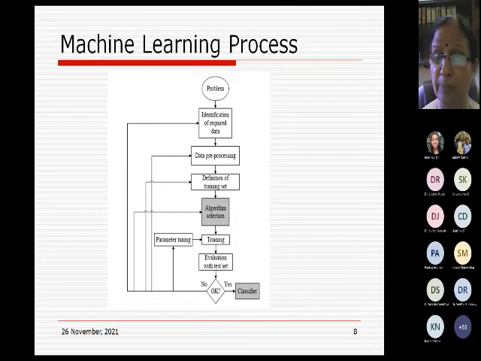Then the pre-processing of the data is required. I'll be showing you some of the steps for the pre-processing. Then the division of the data set into the training, test, or maybe the validation data set. After dividing this data set, the algorithm selection is required, whether you want to do classification, clustering, or function approximation. Then you train the model.